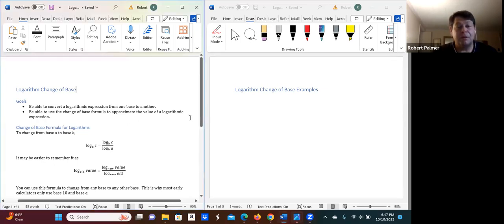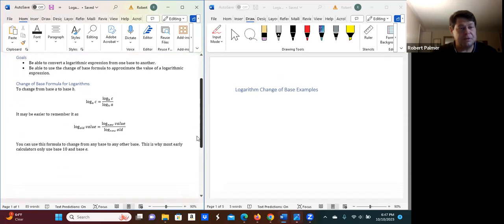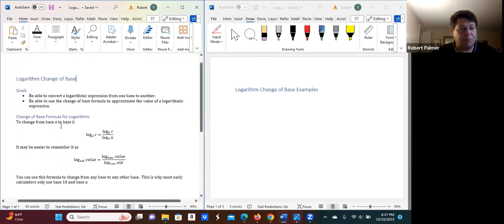The formula looks like this. To change from some base A to base B, where they're both valid bases, if you have log base A of some number C, it changes to a fraction: log base B of C divided by log base B of A.